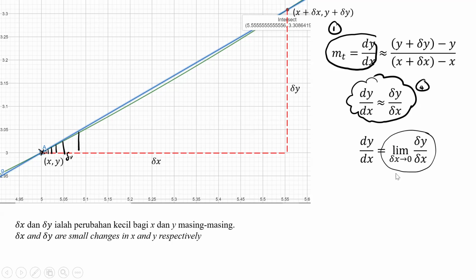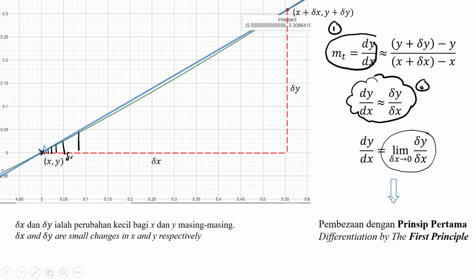That is the reason we put this one in. Okay, this is called the first principle, where we use differentiation to find the gradient of the curve at one point. Okay, now how do we do it? Let's look at the example.